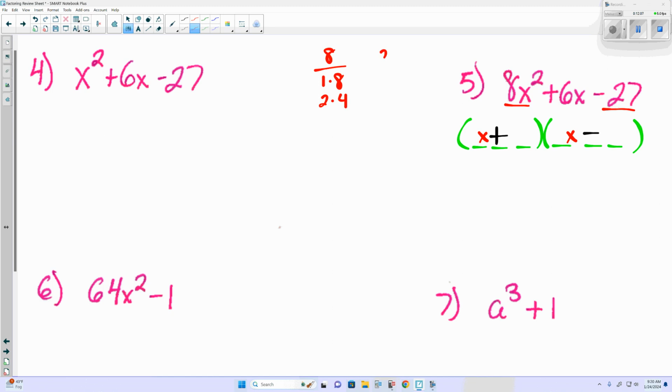Factors of 27. 1 and 27, 3 and 9. So for x, we need to pick either 1 and 8 or 2 and 4. 1 and 8. Factors of 9. I'm going to go 3 and 9. Now at this point here, 8x times negative 9 is negative 72x. 3 times x would be plus 3x, giving us negative 69x.